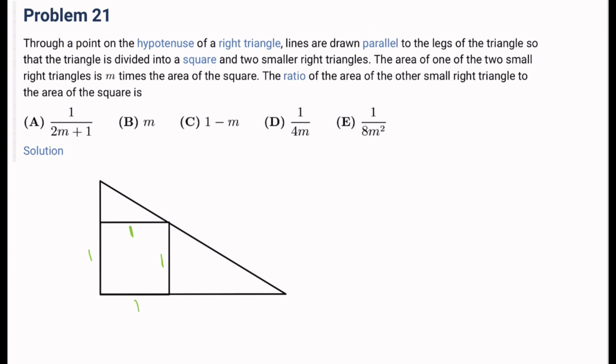So the area is m, so this length will be 2m, and since this ratio is the same as this ratio, then it will be 1 over 2m. And so for the ratio of the area of the other small right triangle to the area of the square, the square is 1, and we want the area of this, so the area of this would be our answer, since the area of the square is just 1. So this is 1 over 2m times 1 times 1 over 2. So this is 1 over 4m. So the answer is D.